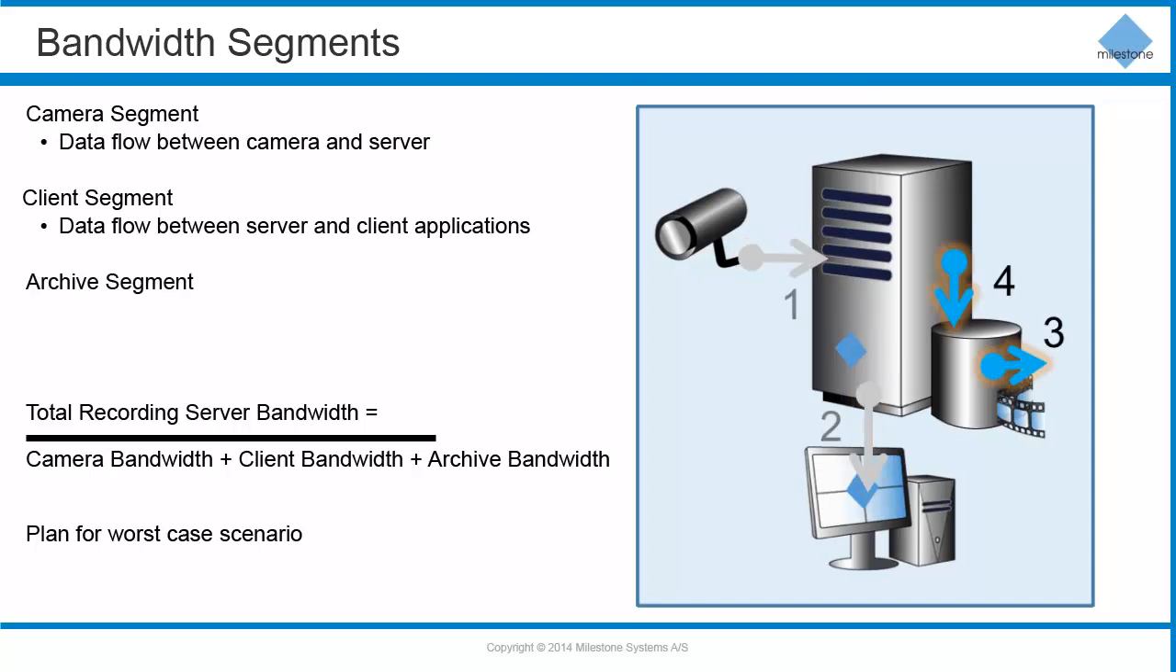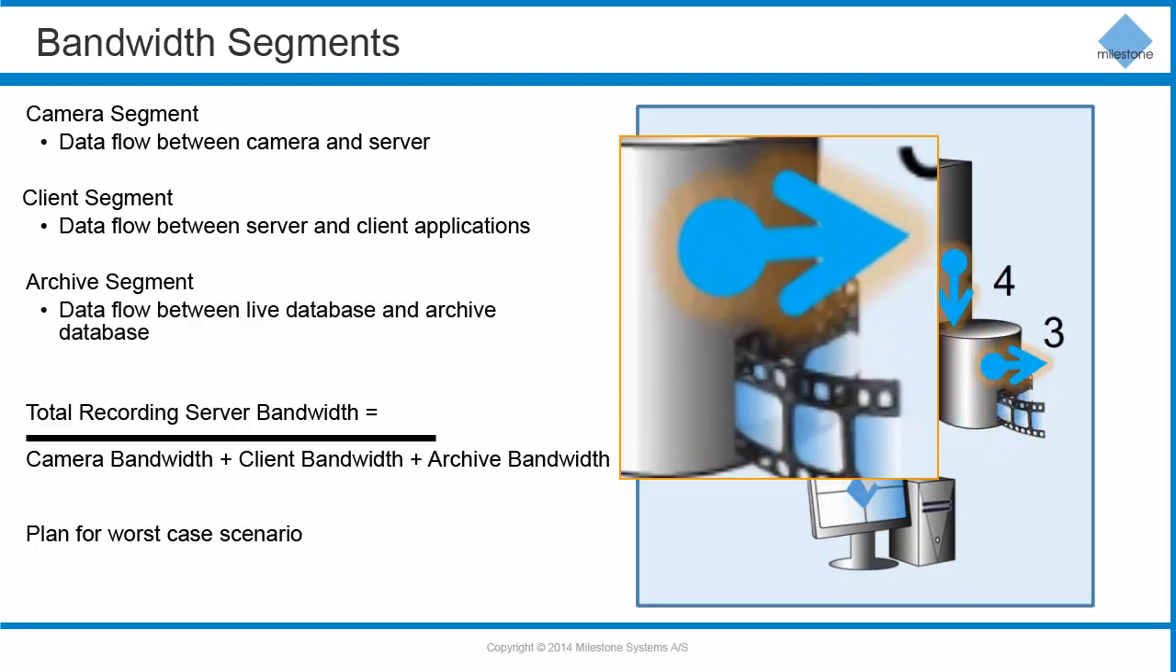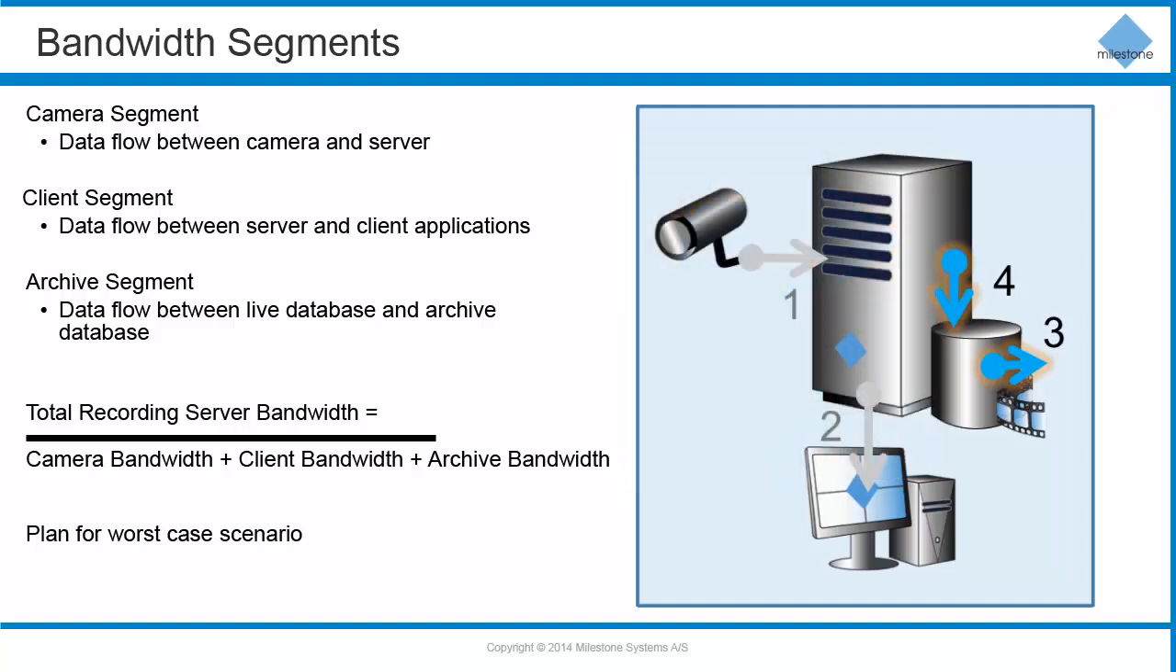The archive segment is the part of the network between your live database and your archive database, whether this is direct attached or not. The bandwidth in this section can be calculated by dividing the amount of data transferred by the time it takes to transfer the data.